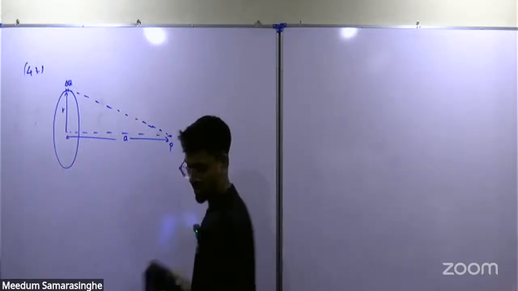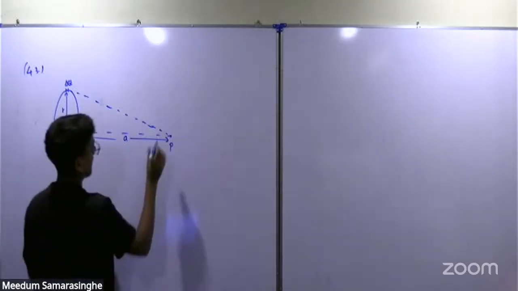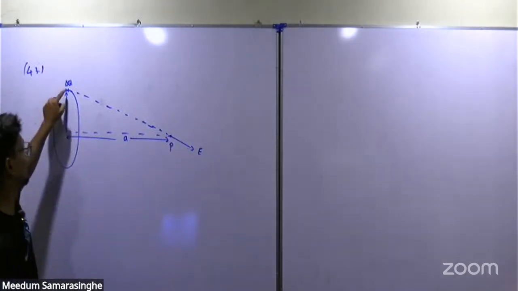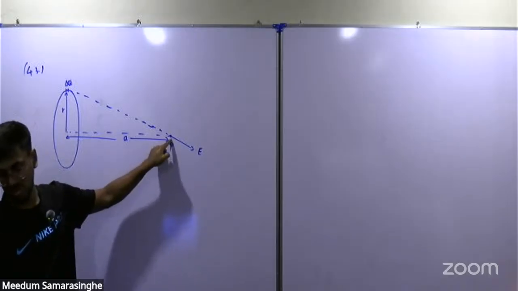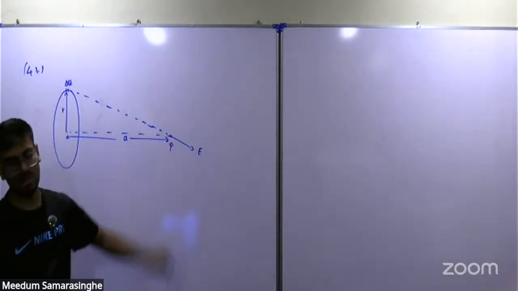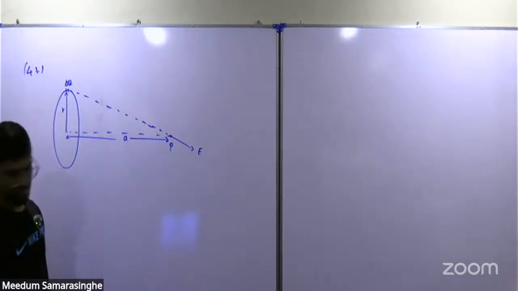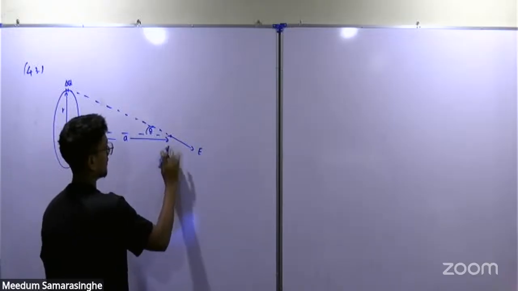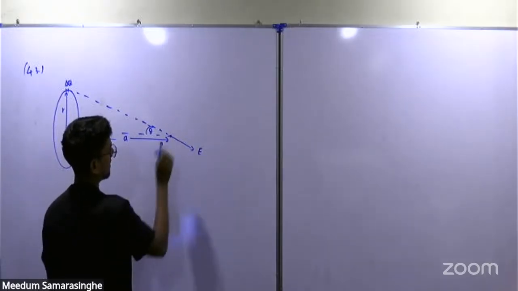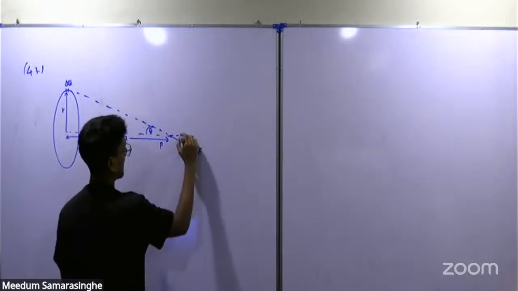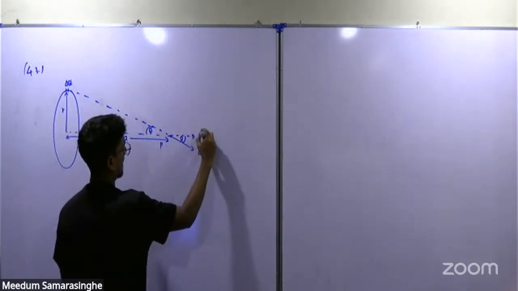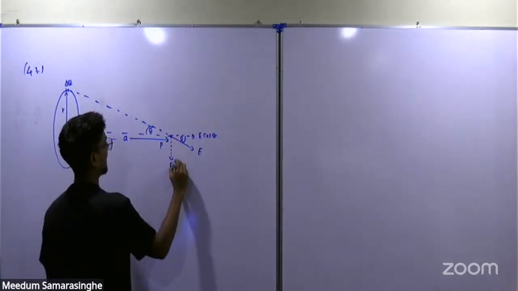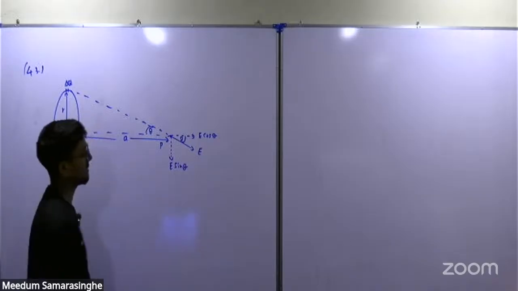Point P, the electric field at this point is in this direction, right? Why? This is positive. When you keep a positive charge, it will repel. So the electric field is in this direction. Now I'll take this angle as theta. You can take components. This angle is theta. So E cos theta is the component in this direction, and E sin theta is the component in this direction, right?